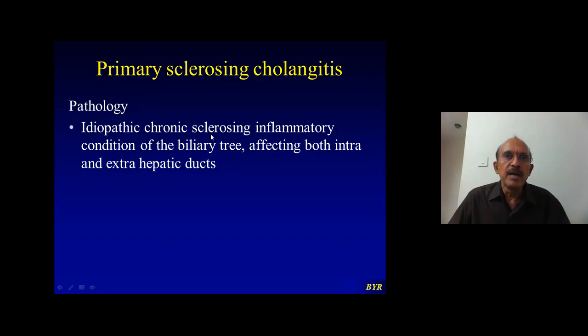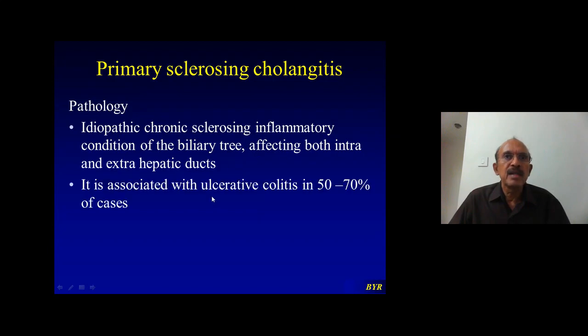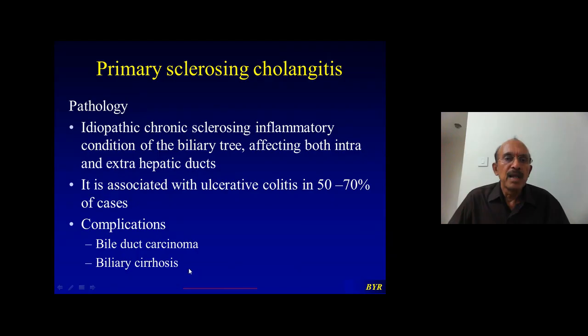Pathology: idiopathic chronic sclerosing inflammatory condition of the biliary tree affecting both intra and extrahepatic bile ducts. It is associated with ulcerative colitis in about 50 to 70% of the cases. Complications: bile duct carcinoma and biliary cirrhosis.